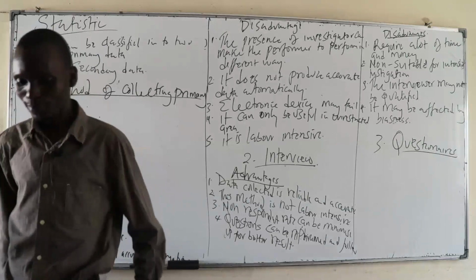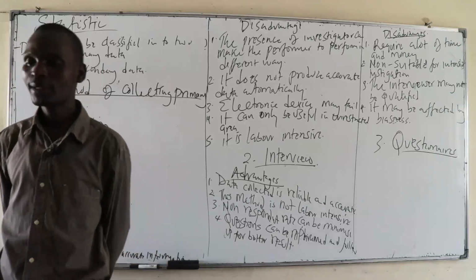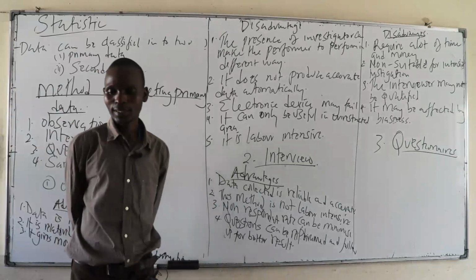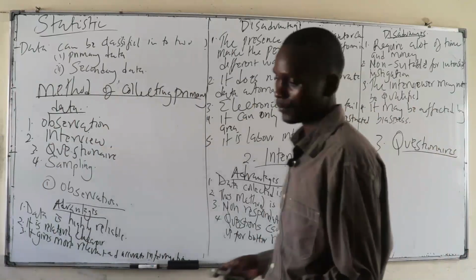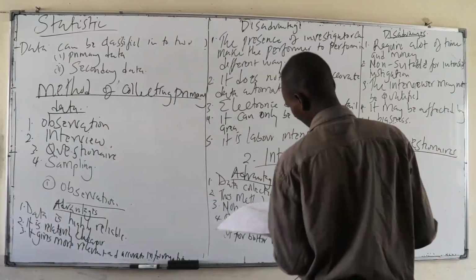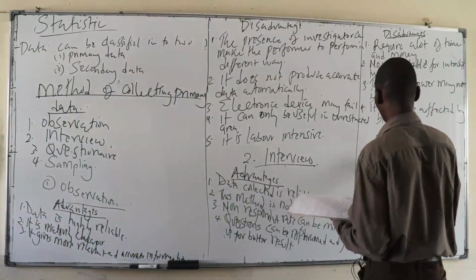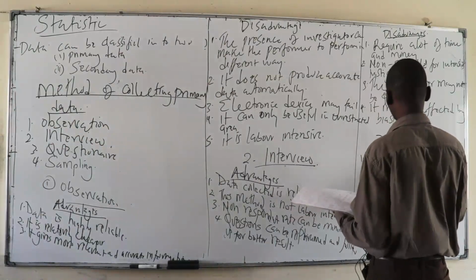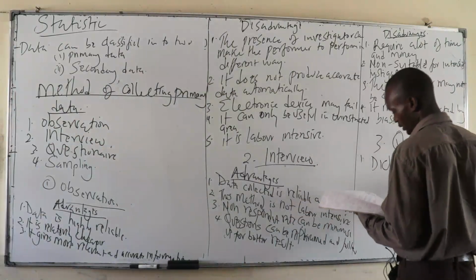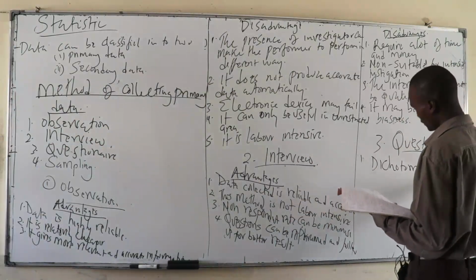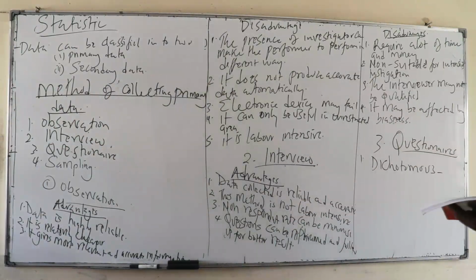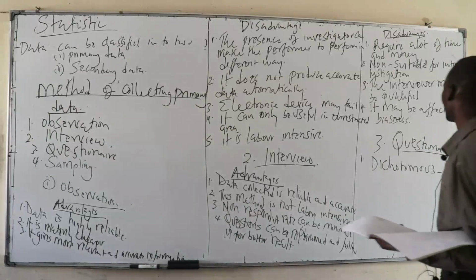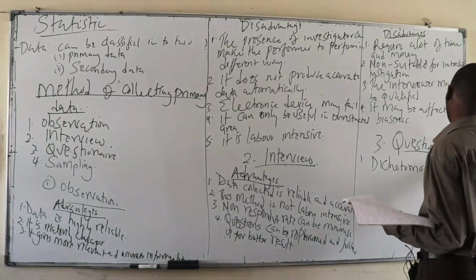Then another point. There are three types of questionnaire. Number one, we have dichotomous questions. These are questions that have only two alternatives.